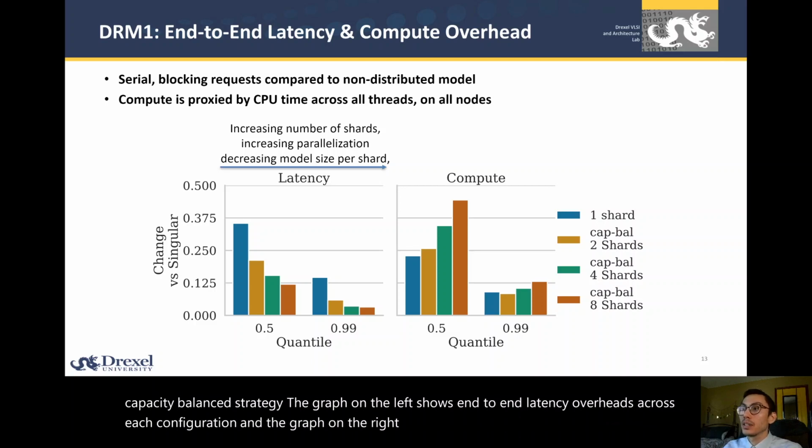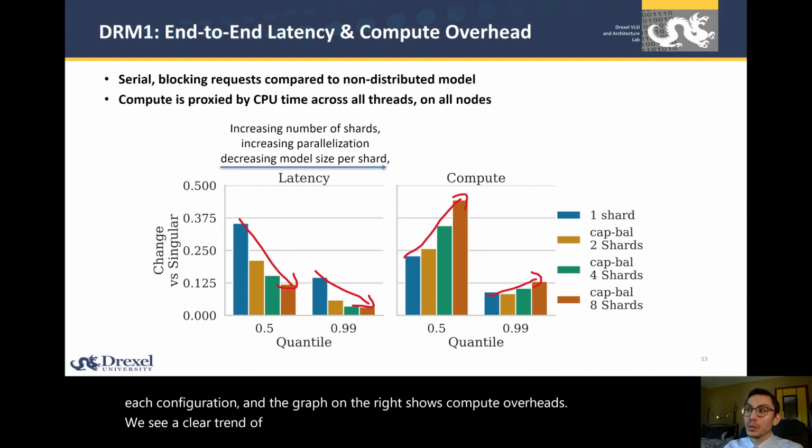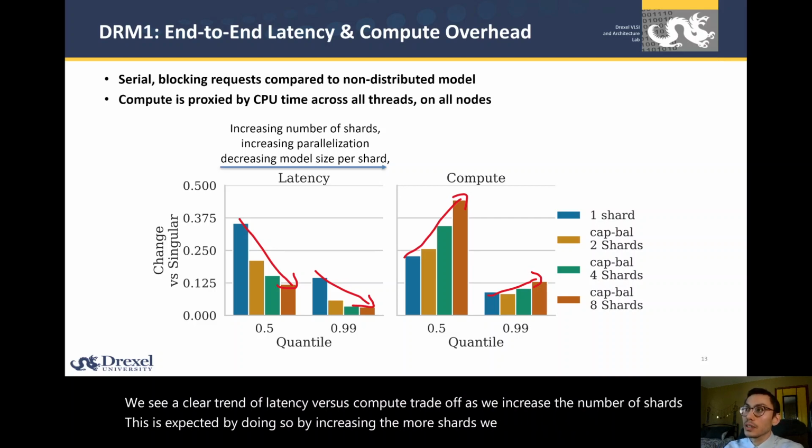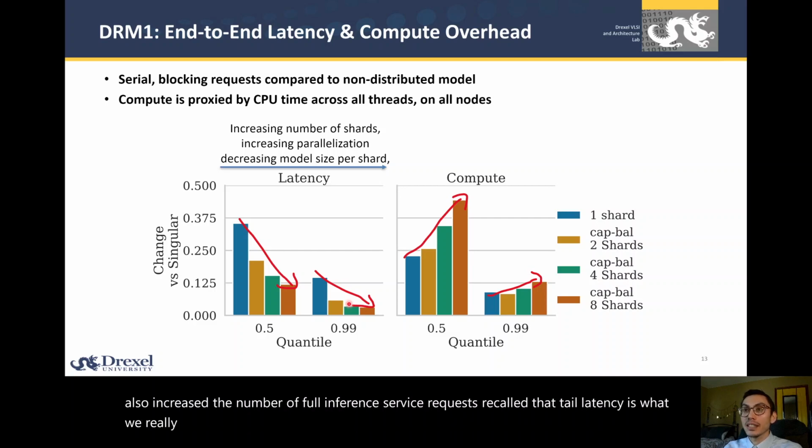compute overheads. We see a clear trend of latency versus compute trade-off as we increase the number of shards. This is expected. By increasing the number of shards, we increase parallelization, but we also increase the number of full inference service requests. Recall that tail latency is what we really care about. So as far as that's concerned, here in the 99th percentile, that's tail latency, we see very acceptable overheads.